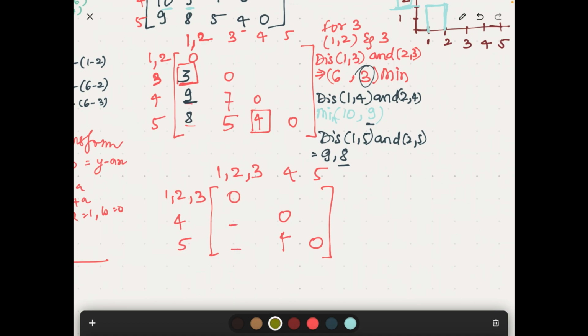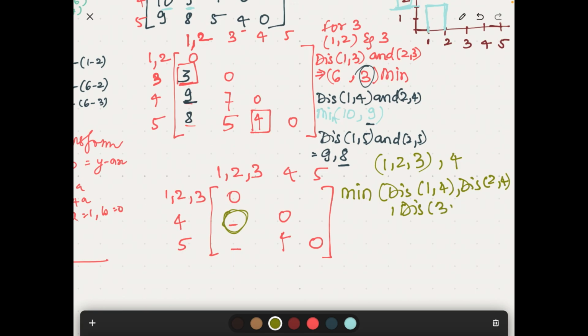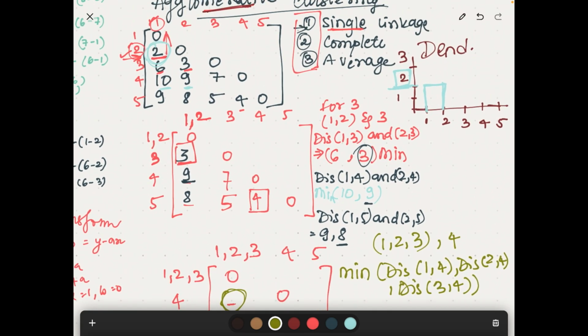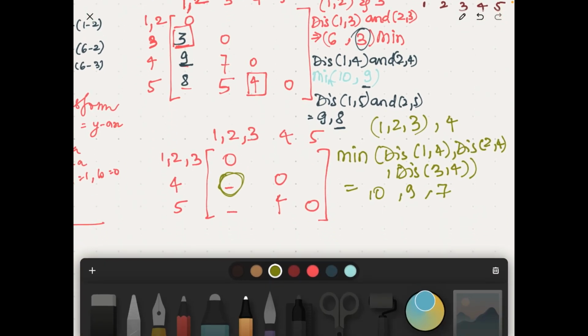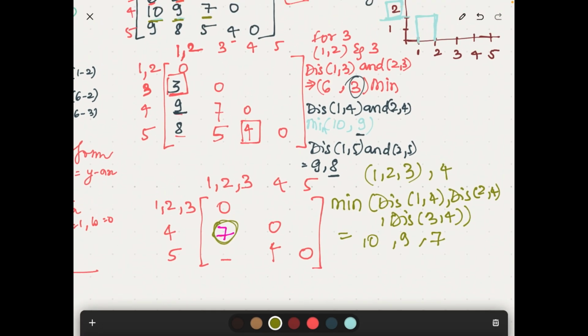So we have to find the values which is going to be replaced in this cell, right? So for fourth we have to do, so it is going to be the minimum of the distance of 1,4, distance of 2,4, and the distance of 3,4. So we are going to take these values from the original only. So that is going to be 1,4 is 10, 2,4 is 9, and 3,4 is 7. So the minimum over here is 7. So the value that you get over here is going to be 7. Next one, we try the same thing for fifth one. So that is going to be 5.